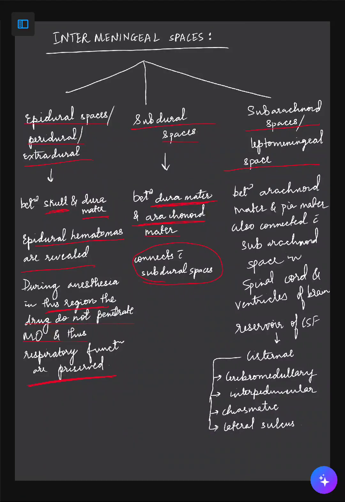Now, the subarachnoid space or leptomeningeal space is between arachnoid mater and pia mater, which also connects with the subarachnoid space of the spinal cord and the ventricles of the brain, and which is a reservoir of CSF. This reservoir of CSF is also known as cisternae. There are types of cisternae: cerebellomedullary, interpeduncular, chiasmatic and lateral sulcus. These are 4 types of cisternae.